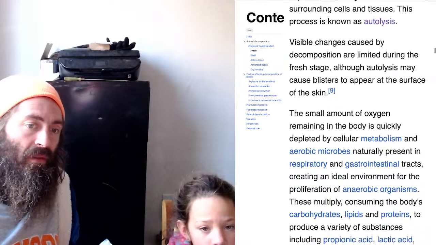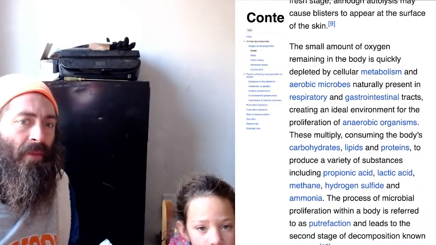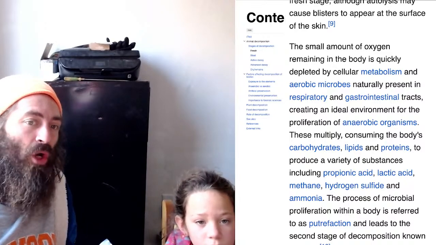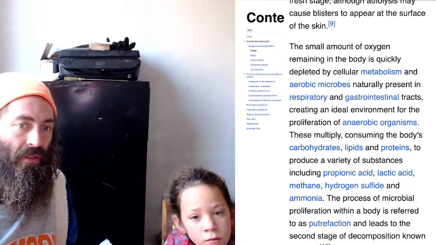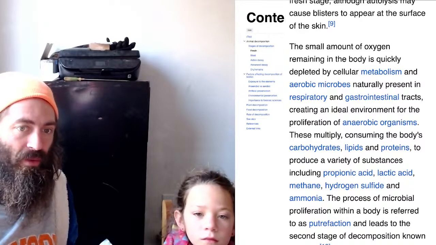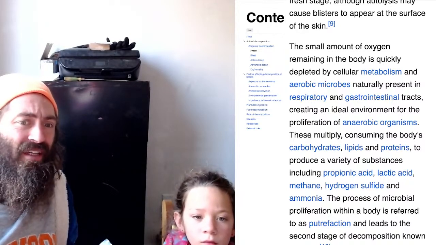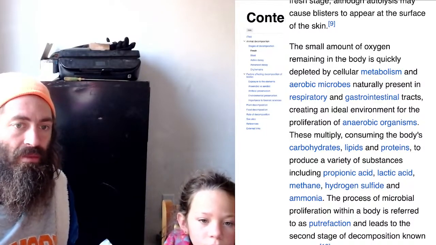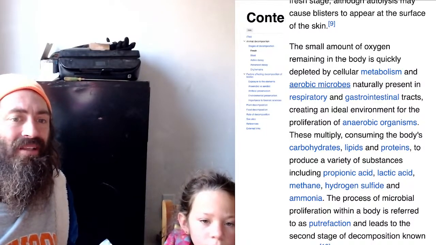Ooh. The small amount of oxygen remaining in the body is quickly depleted by cellular metabolism and aerobic microbes naturally present in respiratory and gastrointestinal tracts, creating an ideal environment for the proliferation of anaerobic organisms. Whoa. So let's look these words up.